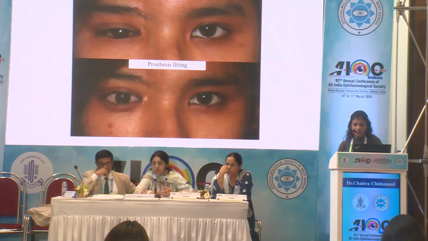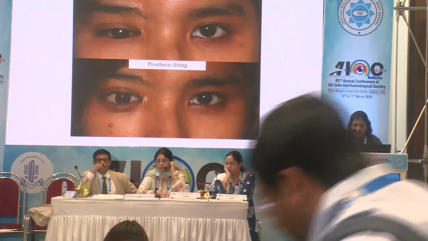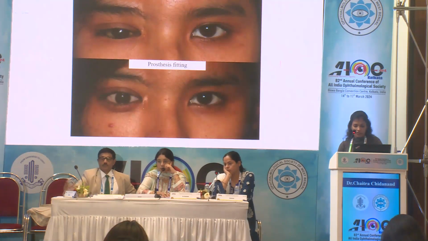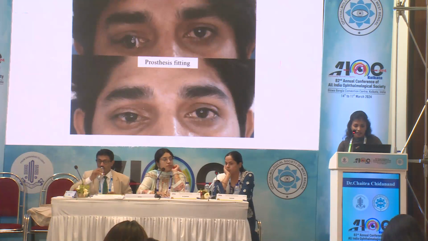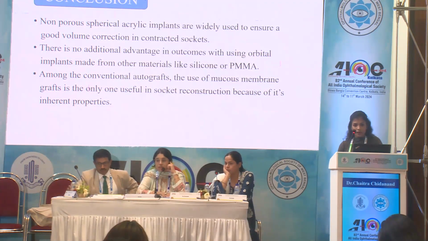So this was one of the patients with right contracted anophthalmic socket presenting to us, who underwent the concurrent surface and volume correction with non-spherical acrylic implant along with mucous membrane grafting, who had a good socket with an adequately fitting prosthesis at 10-week mark. This is another patient with good socket with an adequately fitting prosthesis, and the third patient with good results as well.